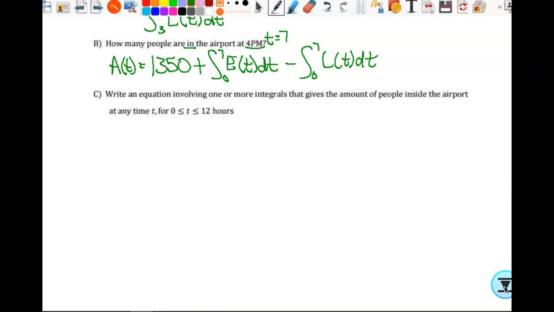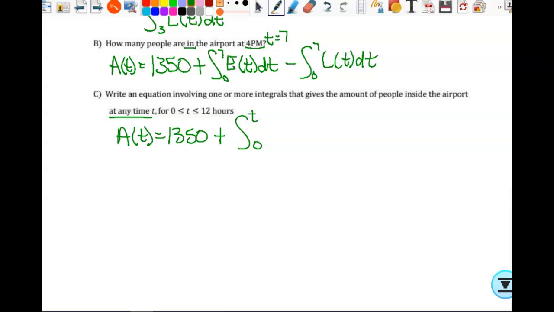involving one or more integrals that gives the amount of people inside the airport at any time t for 0 to 12 hours. So I'm looking for A of t. That's equal to 1350. I'm still going to have to add the integral of how many people entered, right? And then subtract the integral to find how many people left, right? I'm still going to start at 0, and I'm going to go to any time t, right? T is my any time.